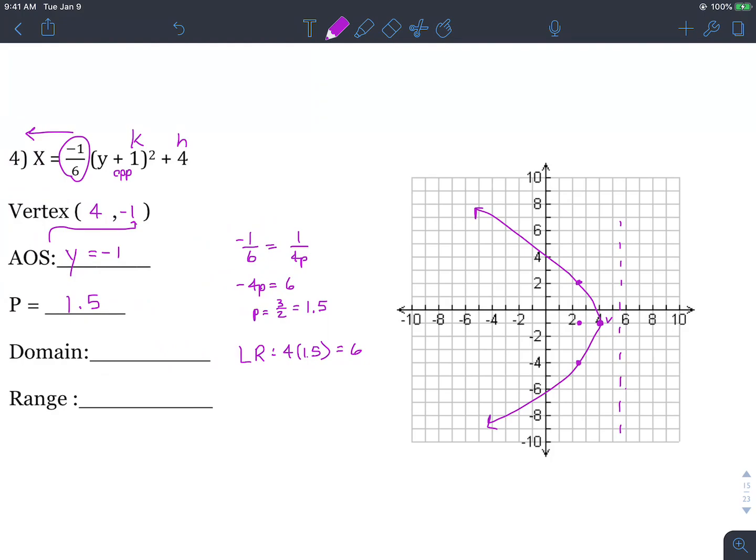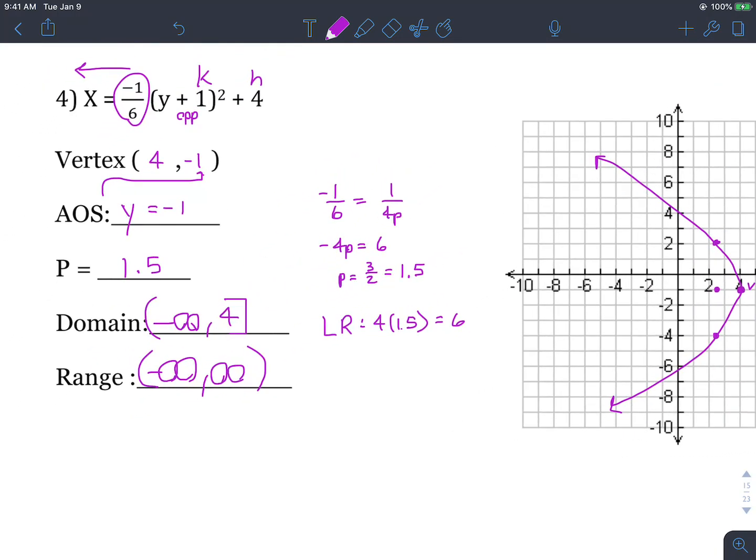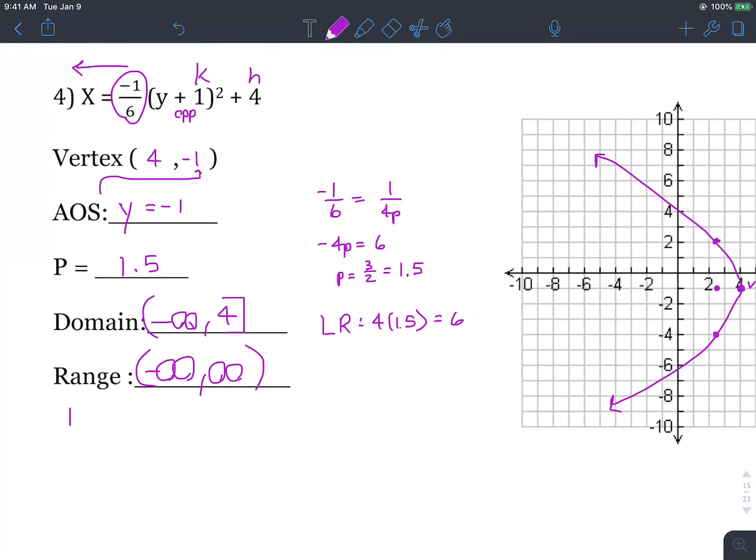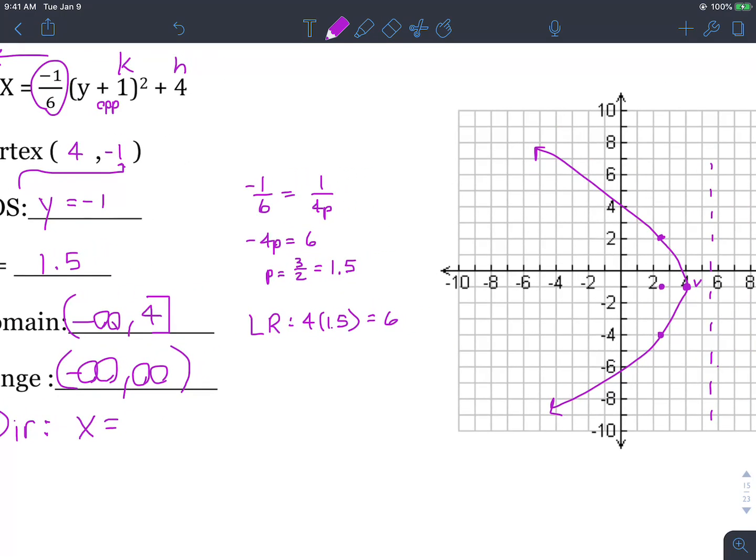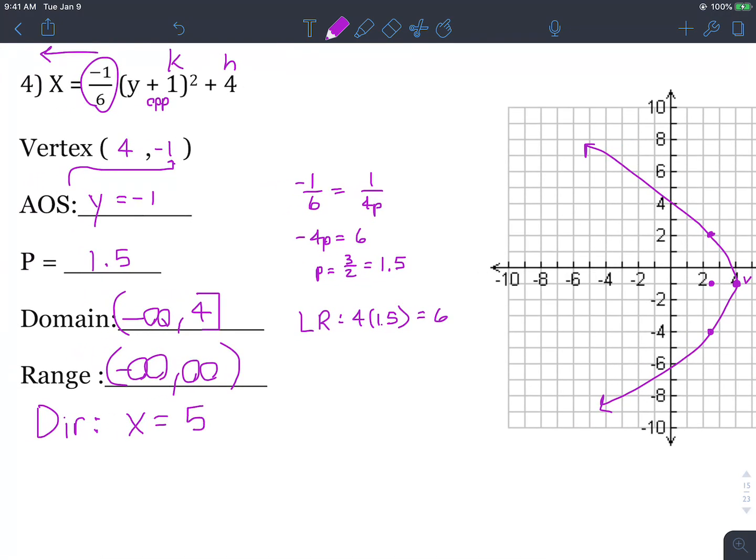And that is everything. Domain, we're going to say from negative infinity all the way up to the x piece of your vertex, so that would be 4, the bracket. And then the range is going to be up and down forever, so negative infinity to infinity. If you want to get the equation of your directrix, that's an x equals, since that was vertical, that would be, looks like a little less than 6, so I guess 5.5.